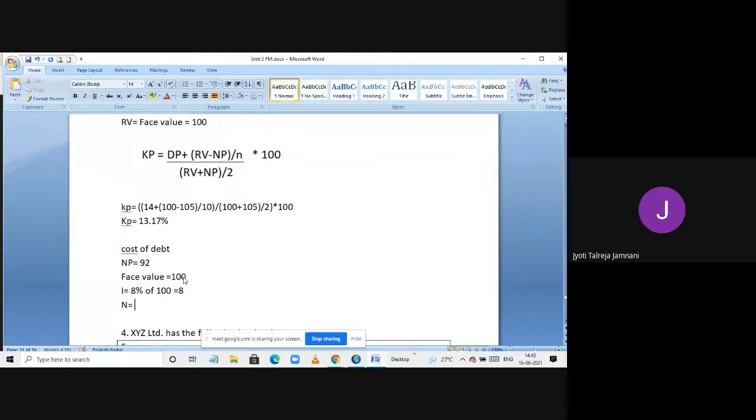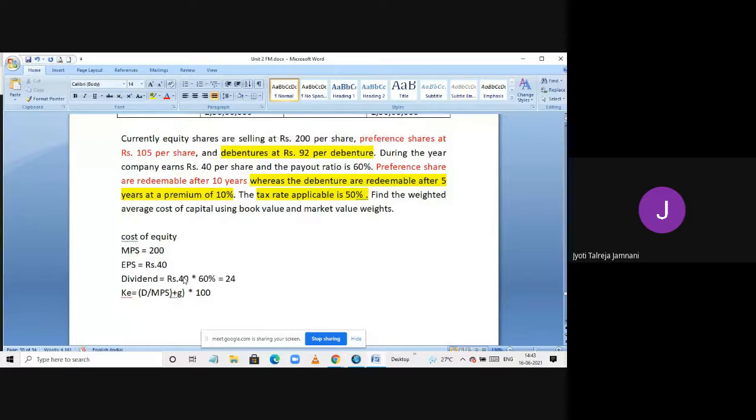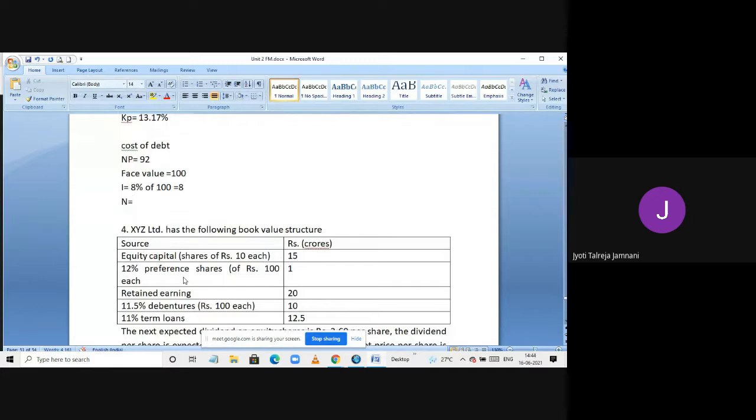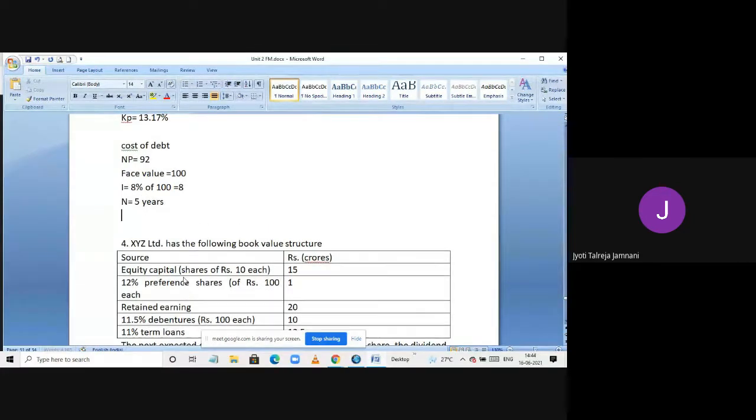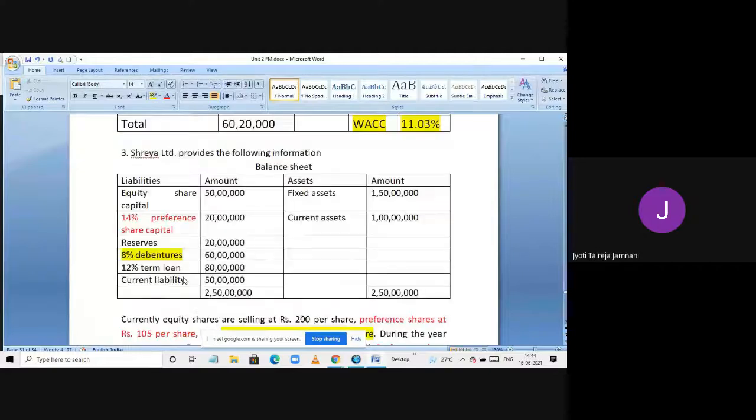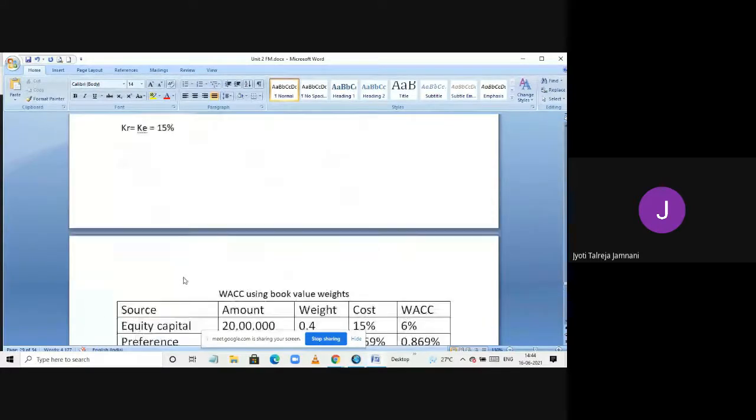Then N is equal to 5 years, as they are redeemable after 5 years at a premium of 10%. So redeemable value is face value plus premium of 10%, which is 100 plus 10% of 100, equal to 110. Now we have all the values. We can find the cost of debt.